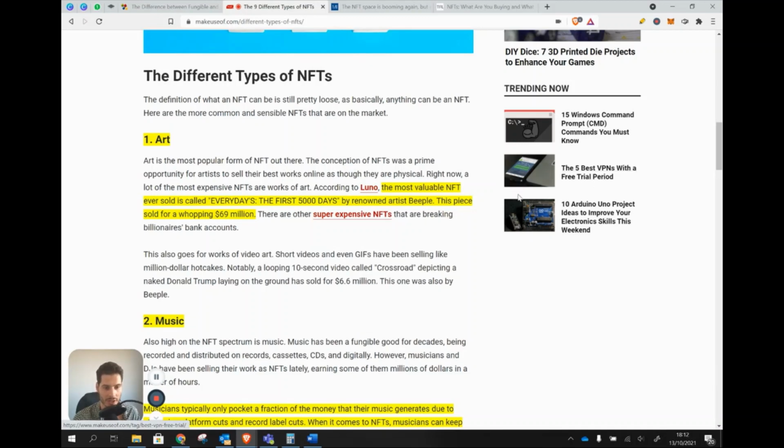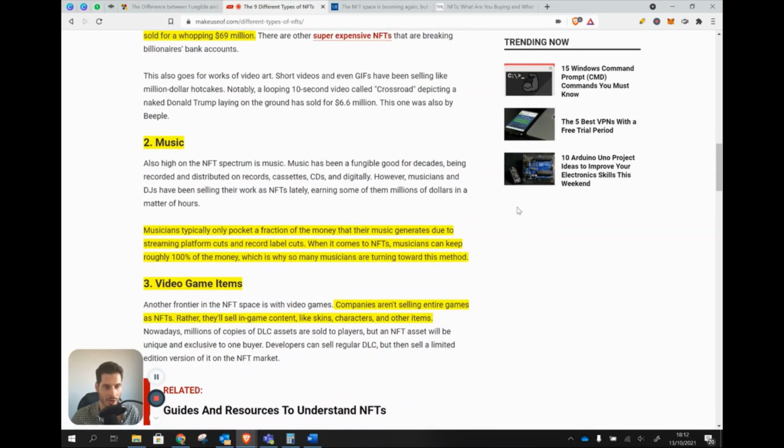Then there is also music. I earlier already discussed the Audius project, which I will link under this video, where musicians can sell their music pieces, either unique music pieces or past music pieces, directly to the customer. Musicians typically only pocket a fraction of the money that their music generates due to streaming platform cuts and record label cuts. When it comes to NFTs, musicians can keep roughly 100% of the money, which is why so many musicians are turning towards this method.